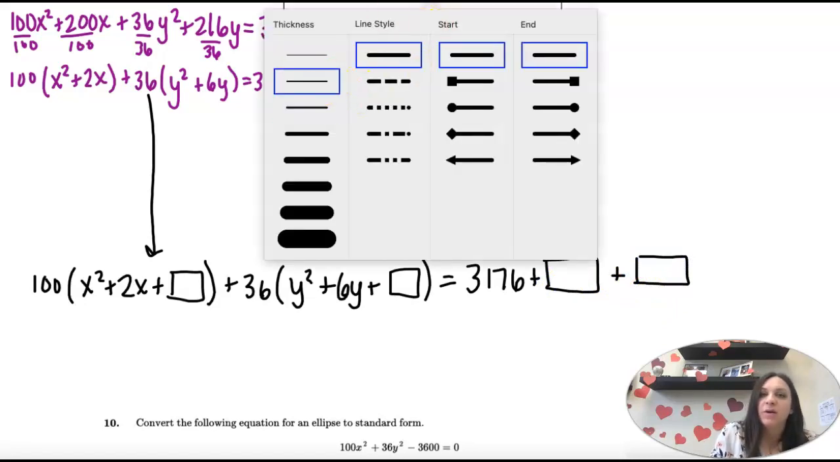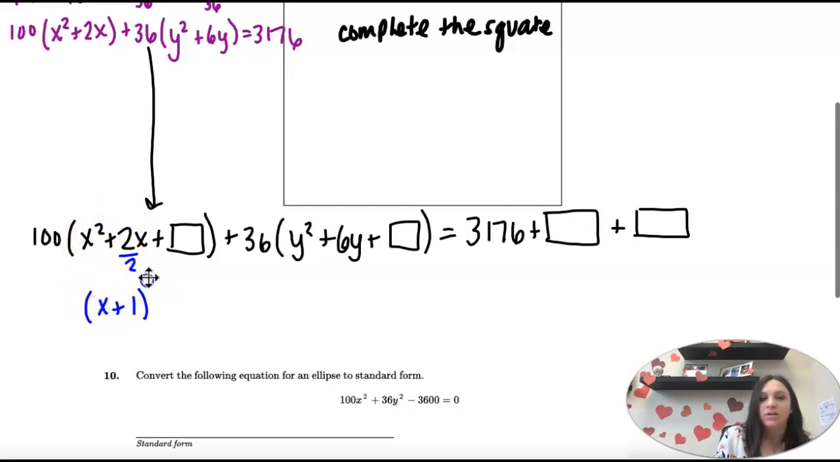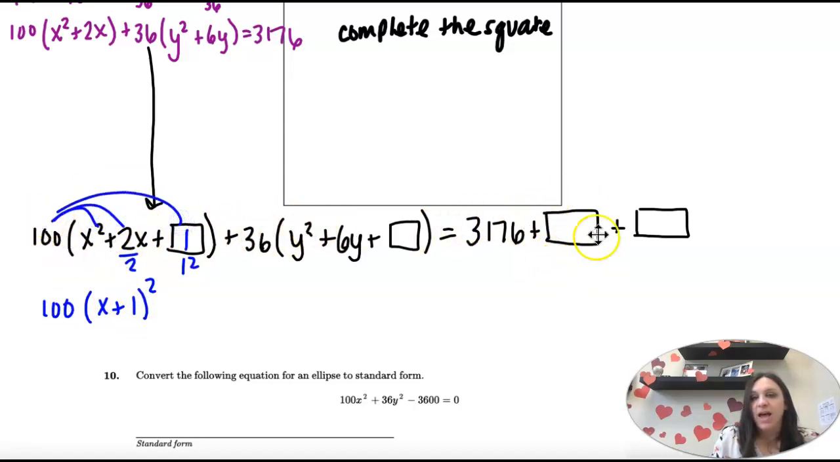Okay. So when we complete the square, you take b and divide it by 2. So this becomes x plus 1 squared. That number goes here. But we have to take that number 1 and square it, and that's what goes here. So the 100's still there. Notice how I'm timesing this whole thing by 100. If I were to multiply this whole thing out, I would be doing this. So when I add over here, I have to add 100 times 1. Makes sense?